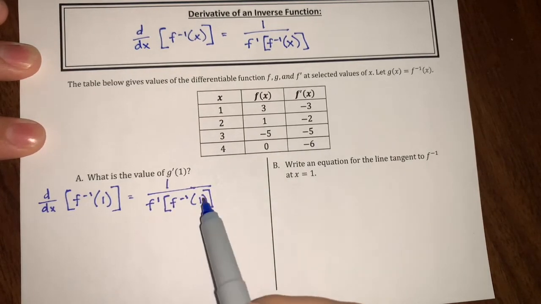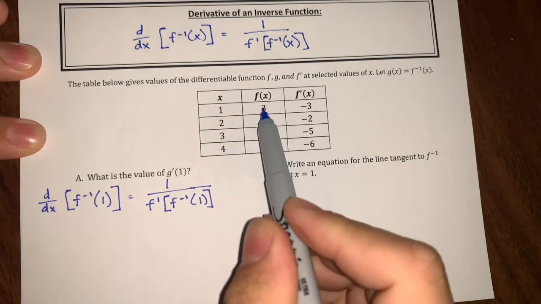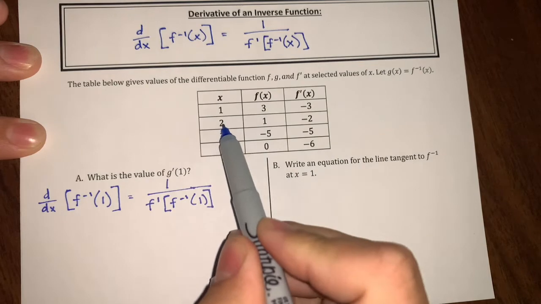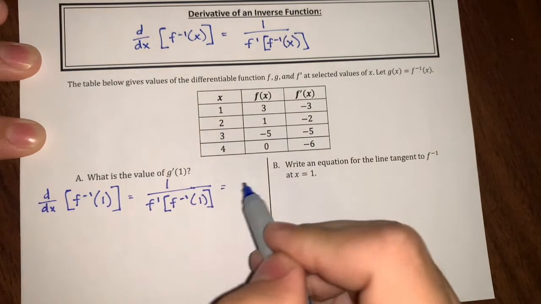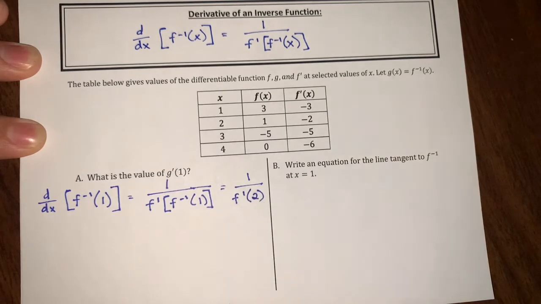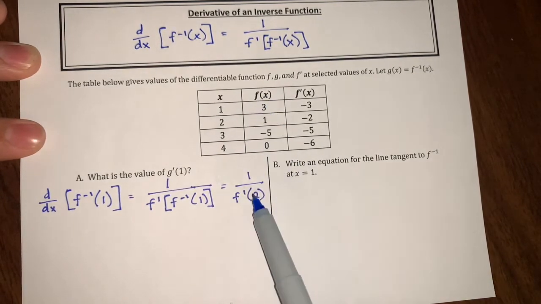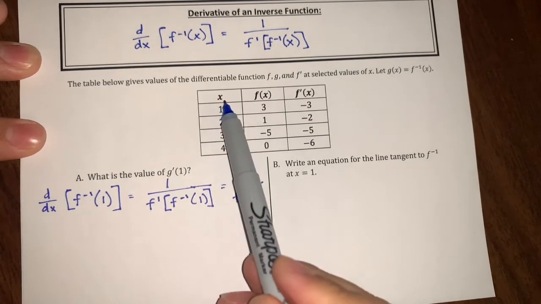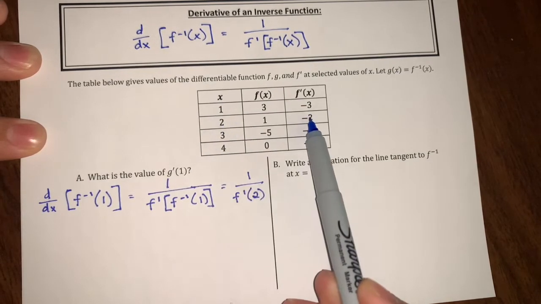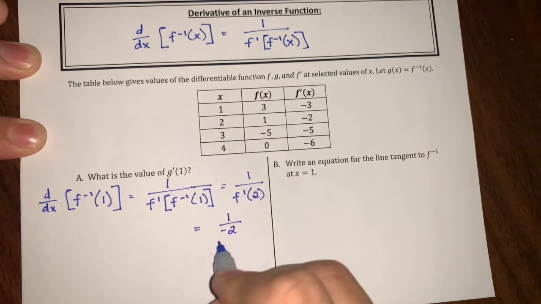So f inverse of 1, I need to know what my y value is at 1. My y value at 1 gives me an x value of 2. So this is 1 over f prime of 2. Now, f prime of 2 is an f prime at an x value of 2. At x equals 2, my f prime of 2 is -2. So this is 1 over -2.